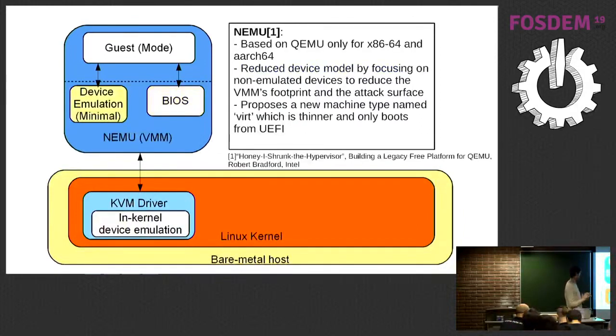The next approach that I tried was NEMU, which is based on QEMU, but they only focus on 2 platforms. The idea of this project, at least the idea that they gave me, was to reduce all the device models in order to reduce the attack surface and also, for example, the memory footprint of the virtual machine monitor. Also, they propose a new type of machine, which is named BIRD. And to use this virtual machine, you can only boot from USB.